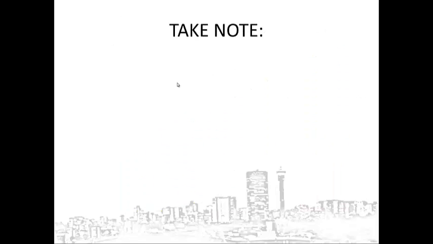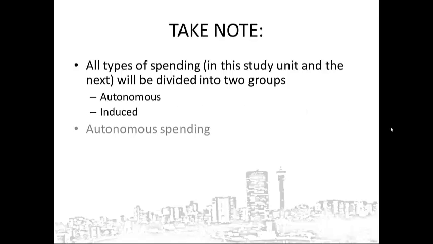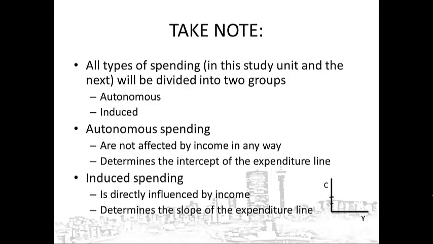Take note. All types of spending in this study unit and the next will be divided into 2 groups: autonomous spending and induced spending. Autonomous spending is not affected by my level of income in any way, and it determines the intercept of the expenditure line, meaning where the origin of the line will be. Induced spending is directly influenced by my income, and it determines the slope of my line.